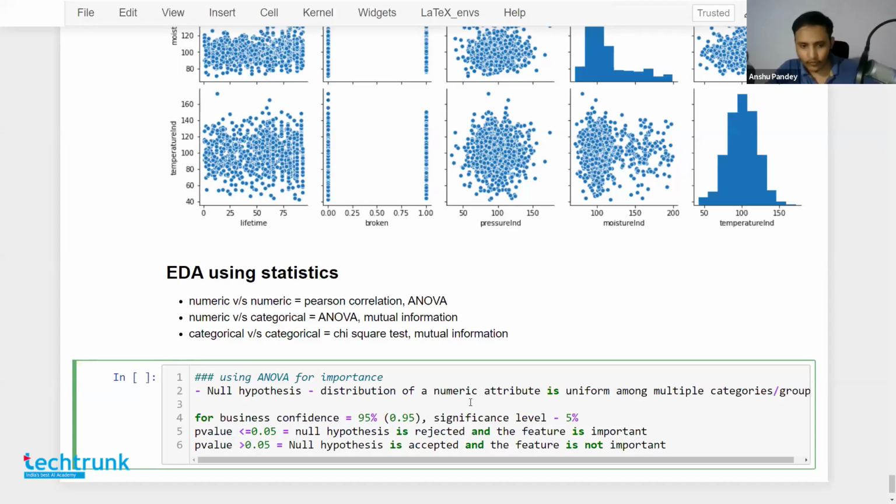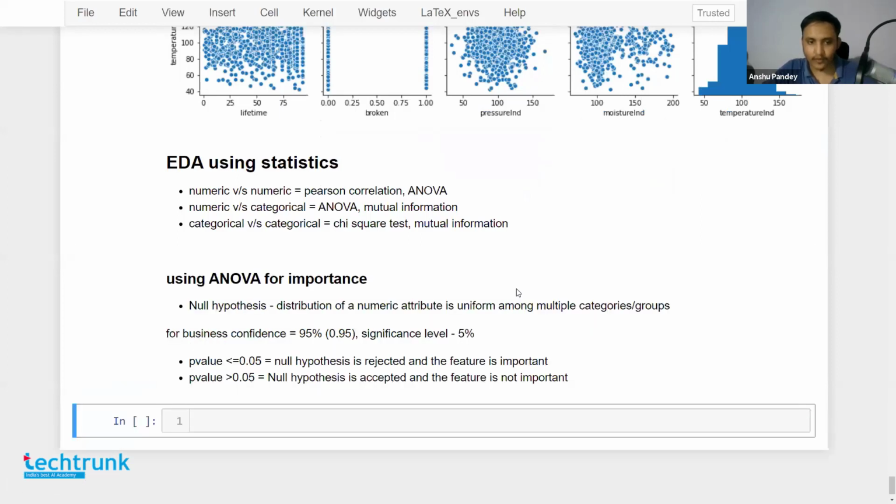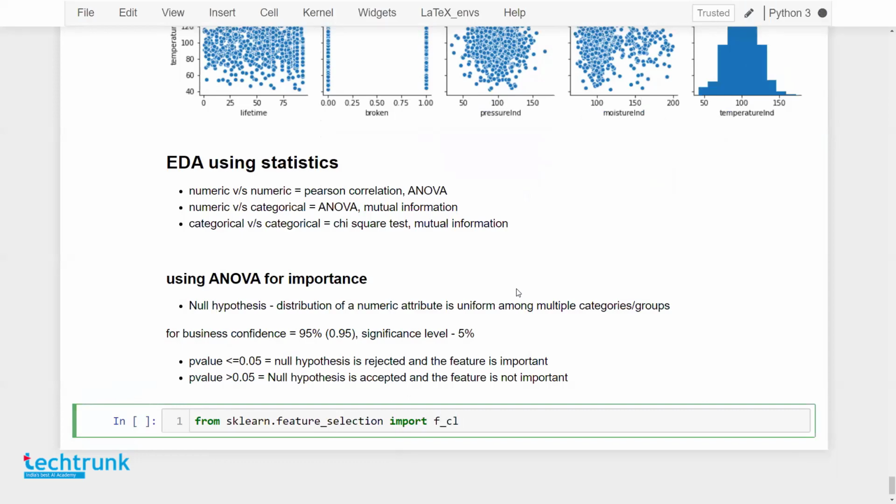So we can do similar analytics with the help of this as well, right? So let me show you an example. Right. So for this, you can simply say from sklearn.feature_selection import f_classif, right? As we're dealing with categorical.